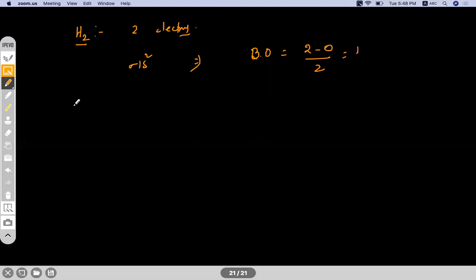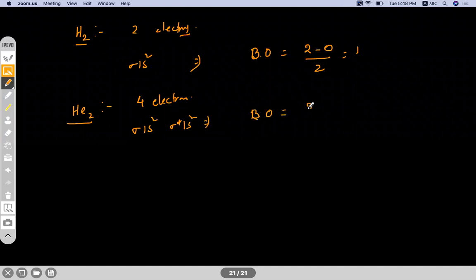What is the bond order you are getting for He2? It has 4 electrons. Then we have sigma 1s2, sigma star 1s2. So bond order is what? 2 minus 2 by 2, that is 0.